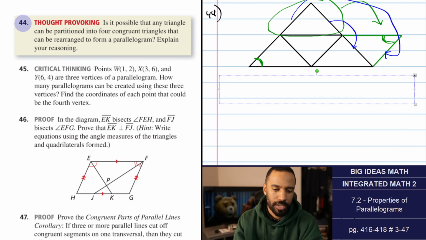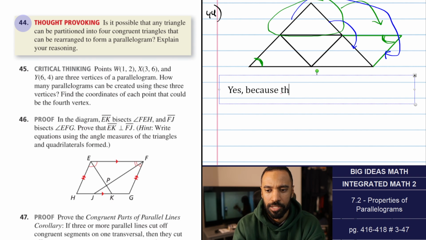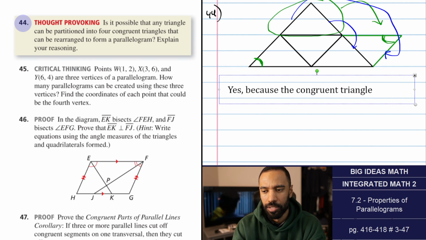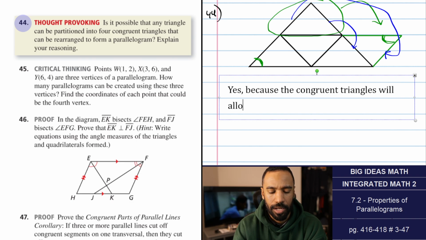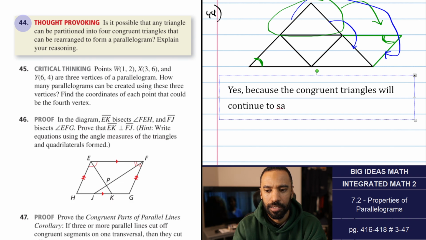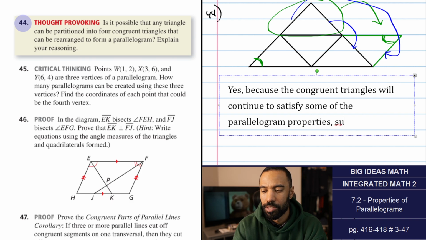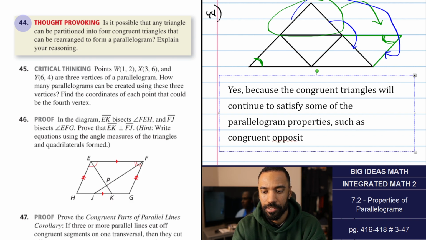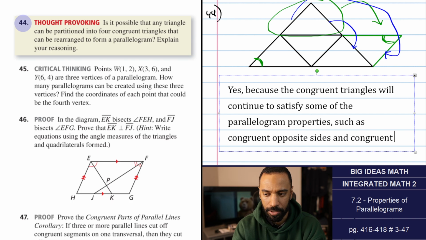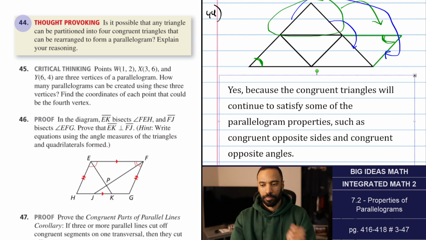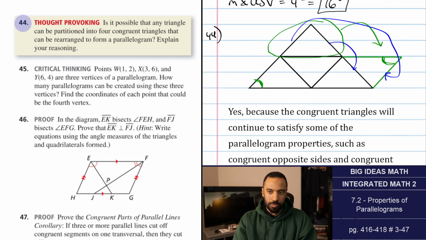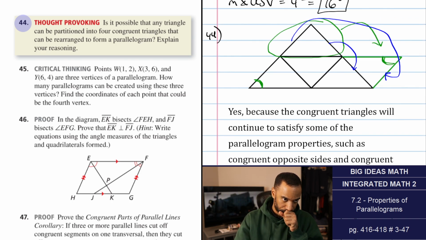Just because of the congruent triangle thing. Yes, because the congruent triangles will continue to satisfy some of the parallelogram properties, such as congruent opposite sides and congruent opposite angles. I don't know, I'm just going based on the appearance and stuff, that's going to work.